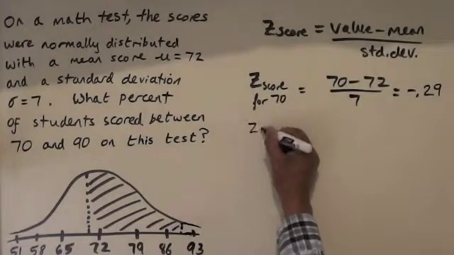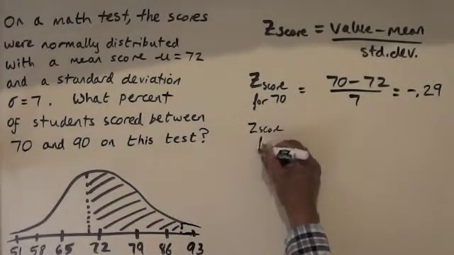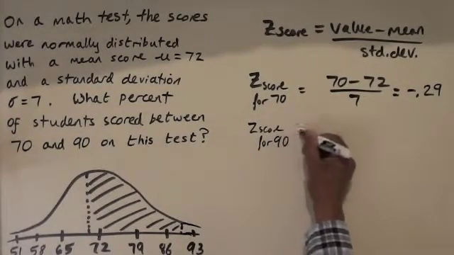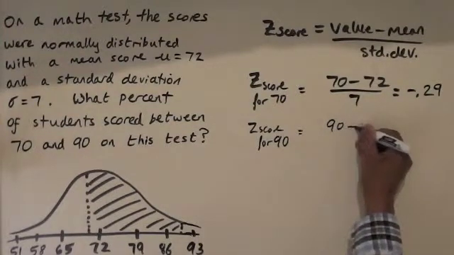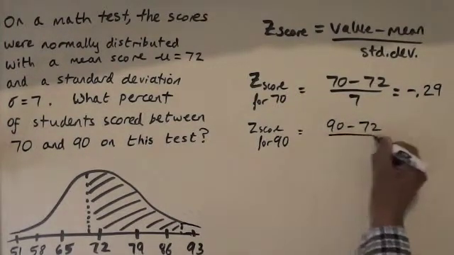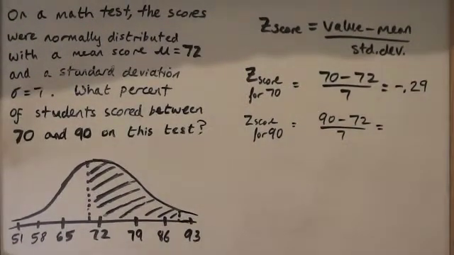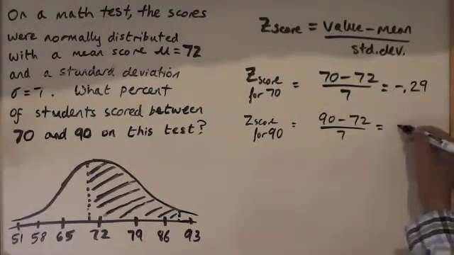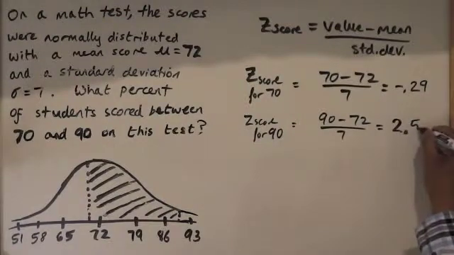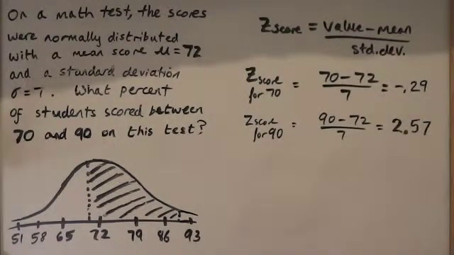And the z-score for 90 is equal to 90 minus 72 over 7. And that's 18/7, and that's 2.57. So what do we do with these z-scores? Well, we need to convert these z-scores to percentiles. In order to do that, we need to use a table.